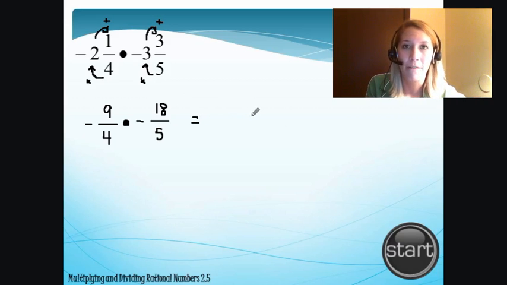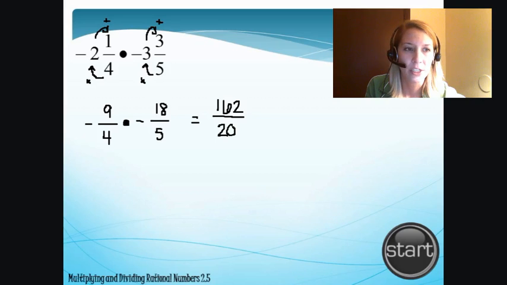I know right off the bat that when I'm multiplying two negative values, whenever their signs are the same, that means it's going to be a positive value. So I already know that my fraction is going to be positive. And we can just multiply straight across. I'm going to multiply our denominators, 4 times 5, which is 20, and our numerators, 9 times 18, which is 162.